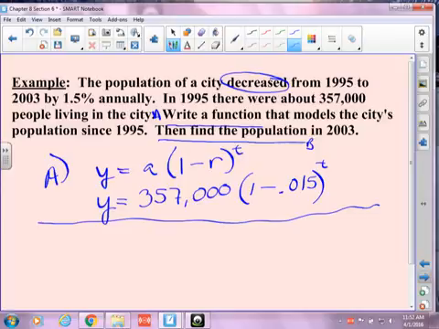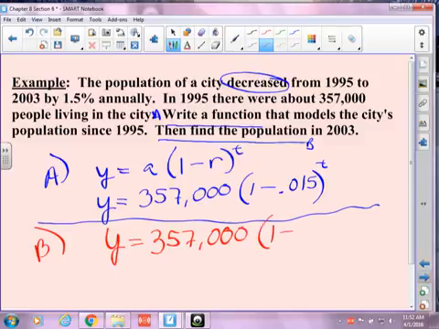All right. Then part B, we're going to actually find out what that value is. So B, again, I'm going to use this same function. I did all that hard work. I'm going to use it now. And what am I going to put in for t? Yes. 8 years. Where did you get 8 years from? 2003 minus 1995. Very good. So I take 2003 minus 1995, which is 8, and there's my 8.